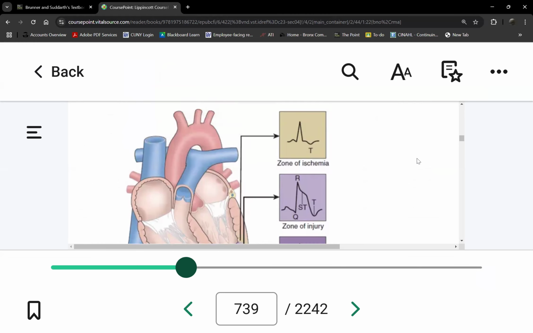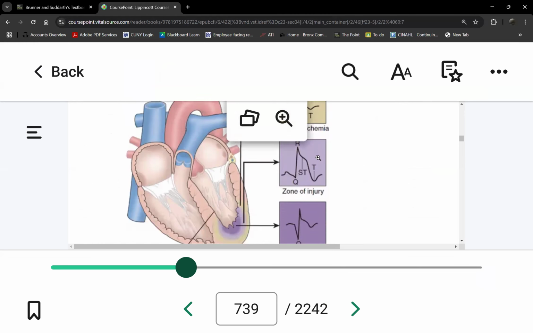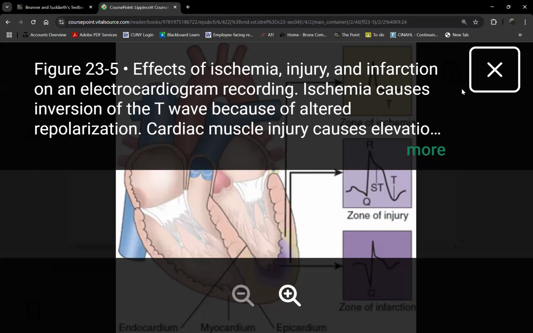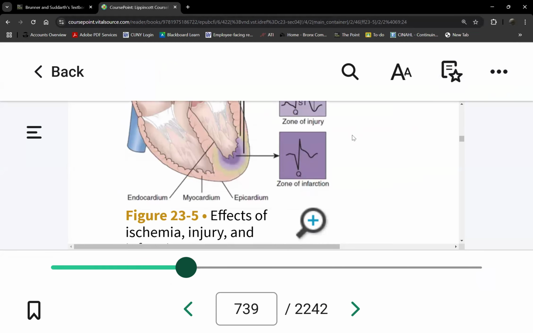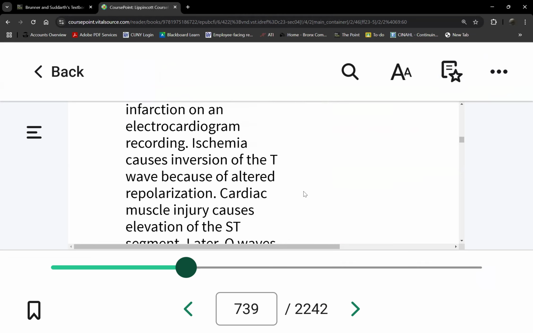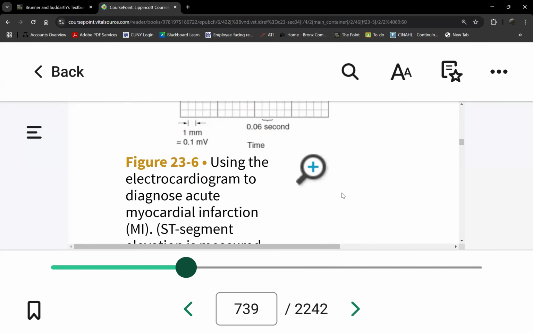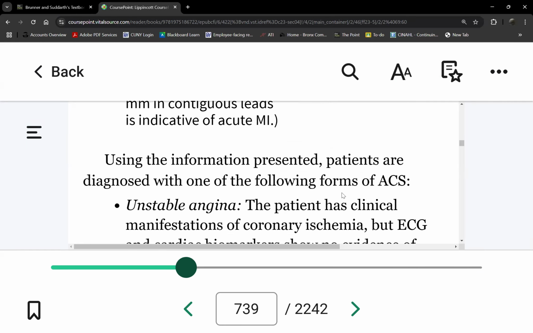So these are the ECG changes again. Inverted T wave and/or an abnormal Q, ST elevation plus T wave inversion. So here's the abnormal Q wave. Those are the ST-T wave changes after acute coronary syndrome.